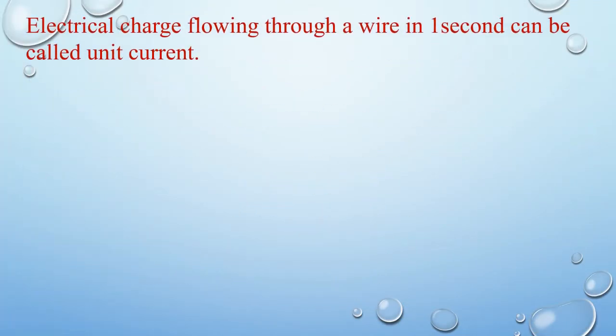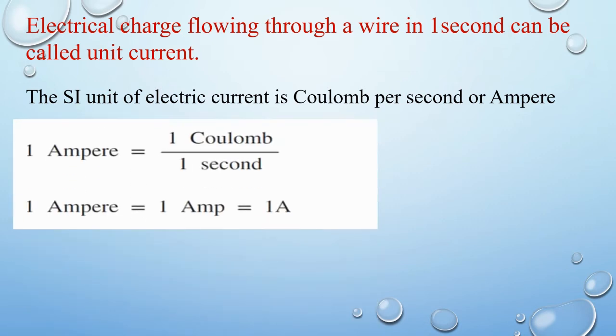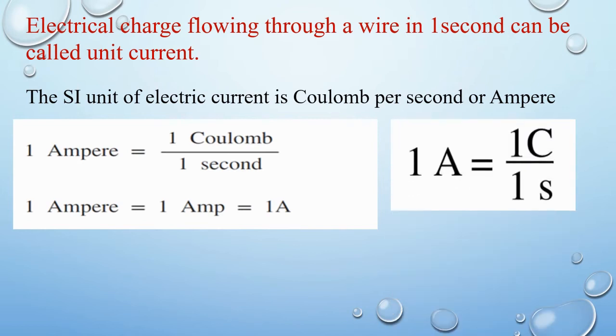Electrical charge flowing through a wire in 1 second can be called unit current. The SI unit, or Standard International Unit, of electric current is coulomb per second, or ampere. It can be written as 1 ampere is equal to 1 coulomb divided by 1 second. Or we can write it as 1 capital A is equal to 1 capital C divided by 1 second.